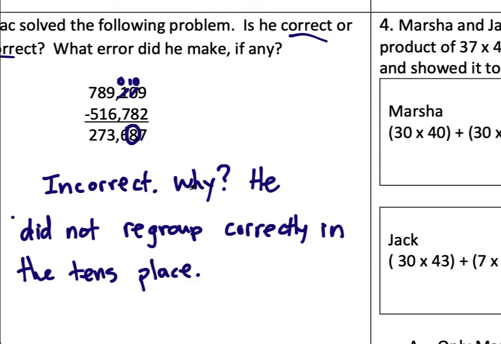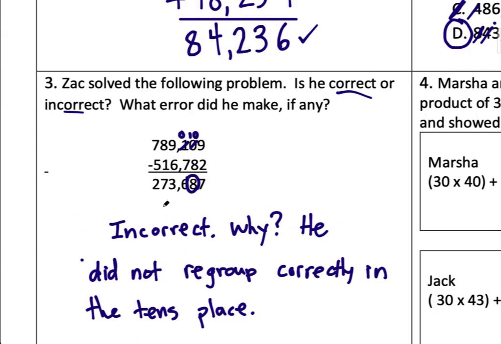place. There we go. There are a lot of different ways you can write that, but you definitely need to say he's incorrect and say why. He did not regroup correctly in the tens place, so his answer is wrong. You can just do that problem again and see if you get the same answer.